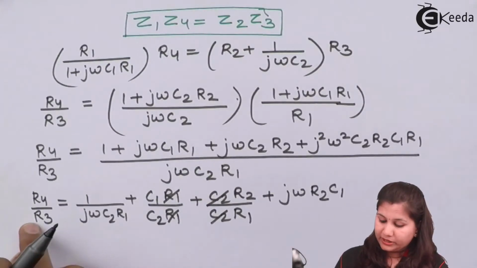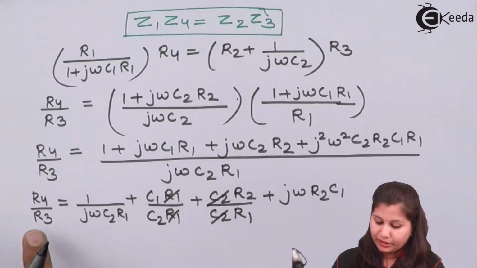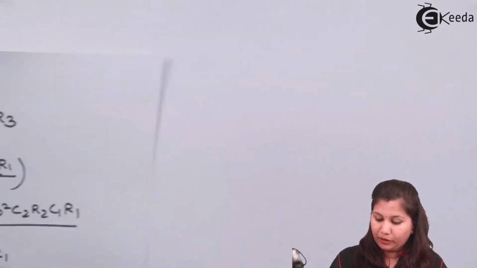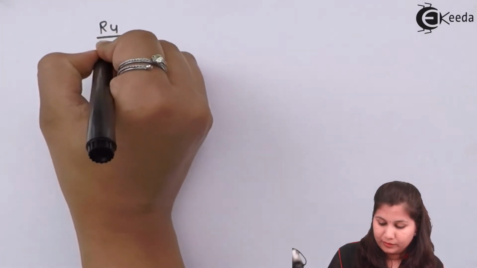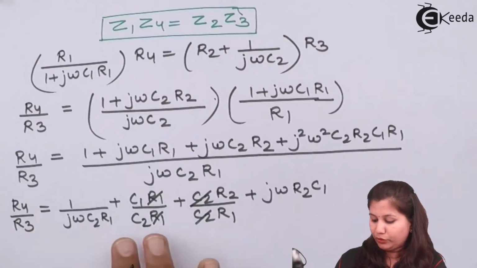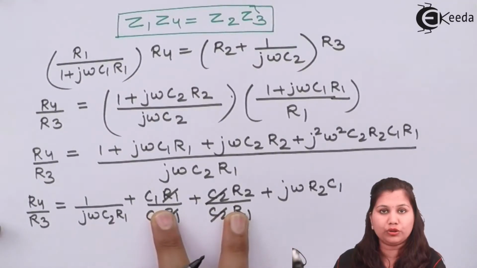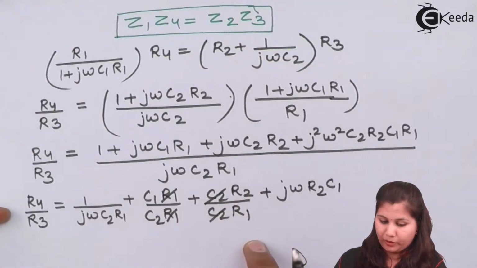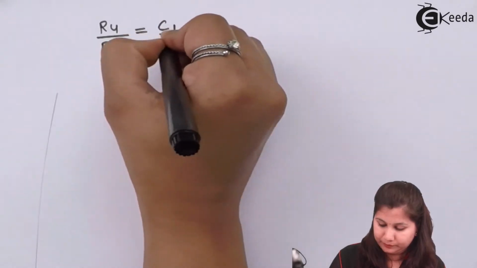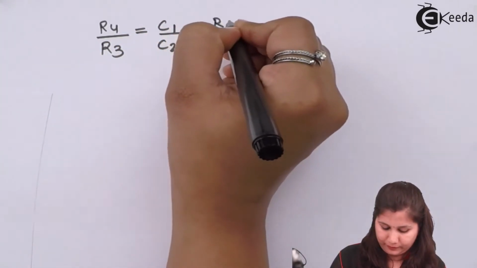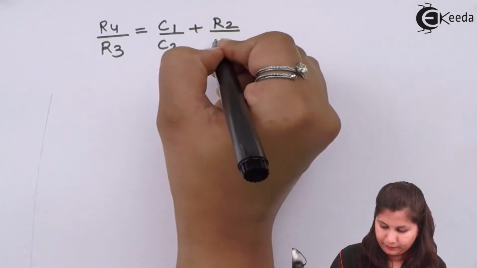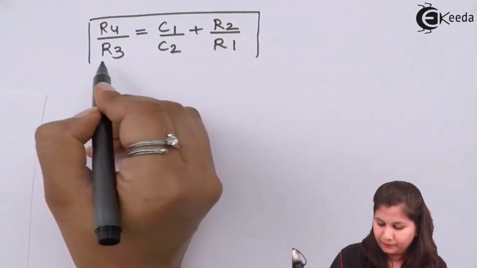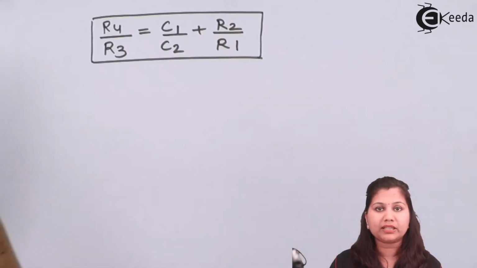Now here, equating the real and the imaginary parts. Real parts are those parts which do not have the j omega term in them, so R4 upon R3 on the left hand side will be equal to, on the right hand side, these two terms in which no j omega is present, so C1 upon C2 plus R2 upon R1. This equation was obtained by equating the real parts.